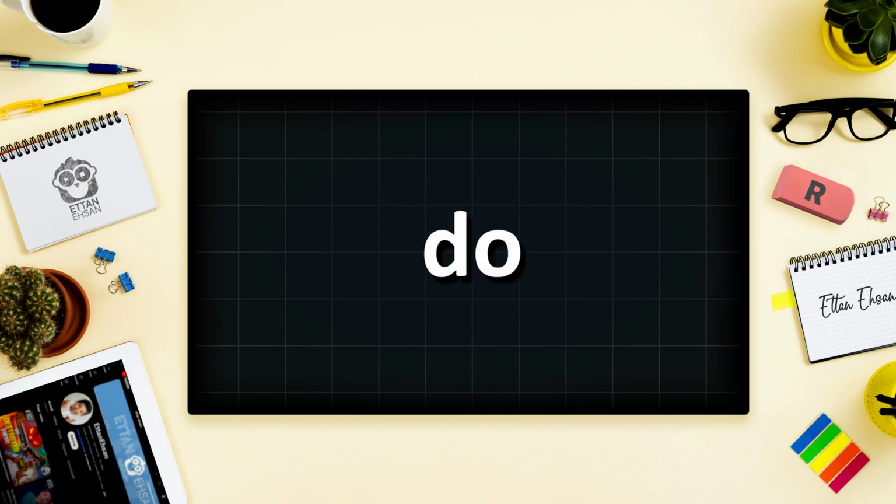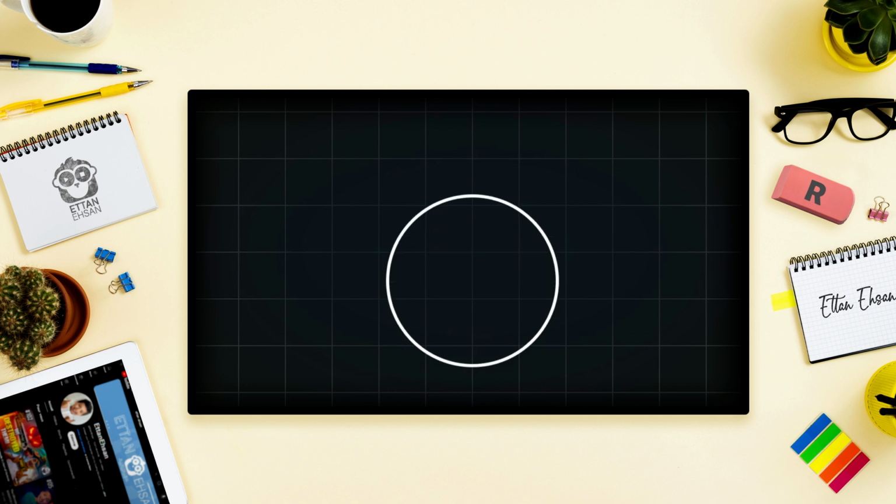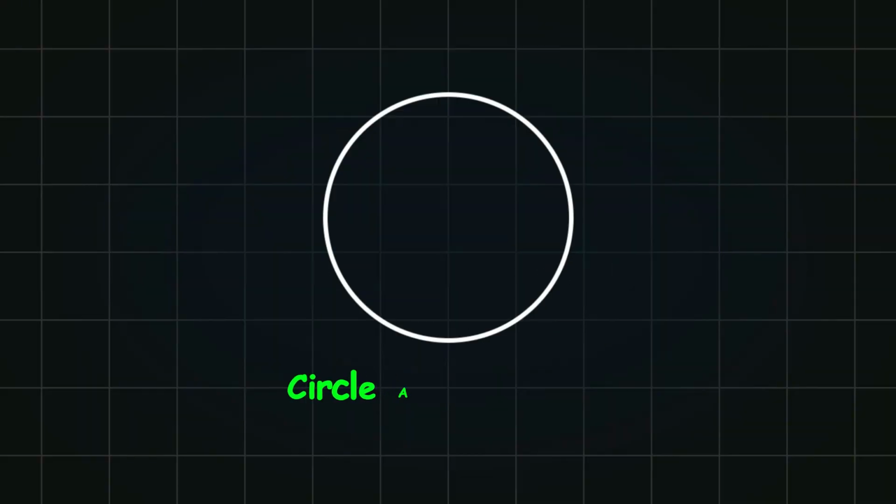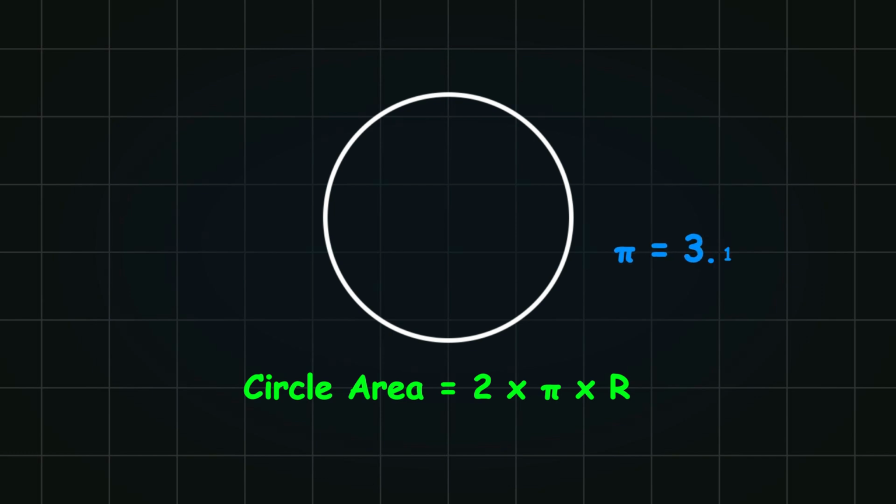Okay, let's do our last formula. Let's now calculate the area of a circle. The formula is 2 times pi times r. So, what is pi? In mathematics, pi might seem a bit complicated because it looks a bit like this, and it looks kind of complicated, but it isn't at all. Everything that you guys have to know is that pi is equal to 3.14.